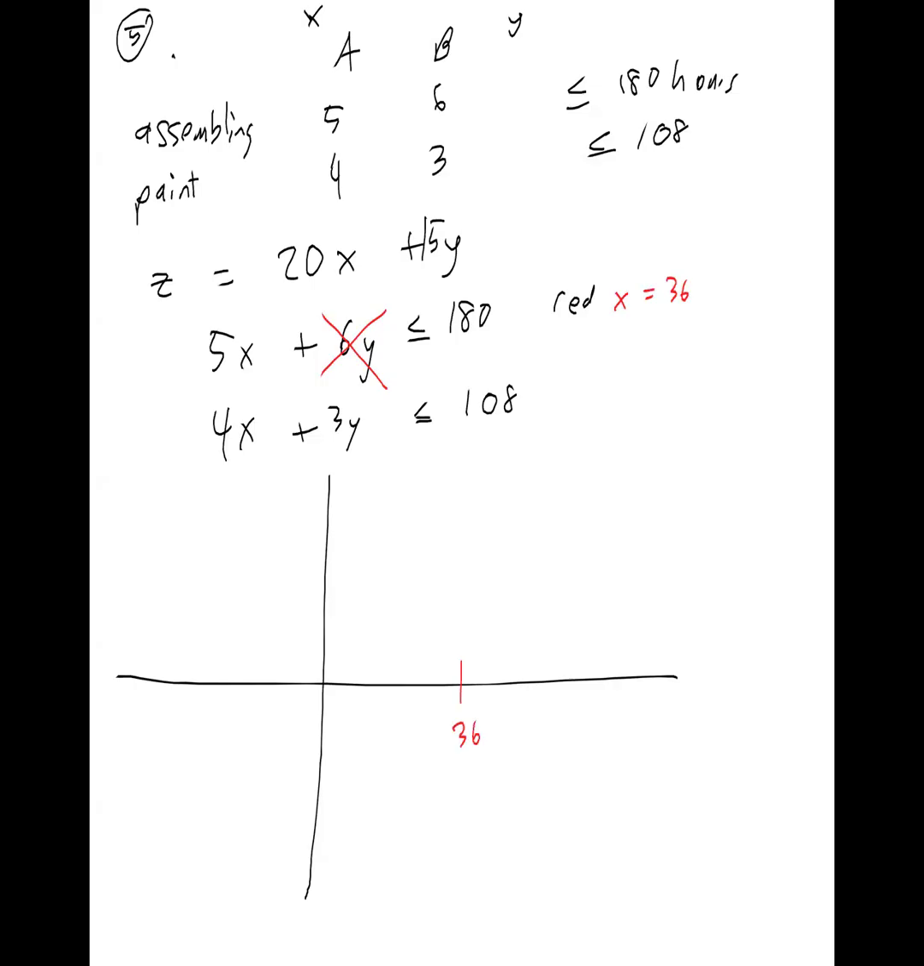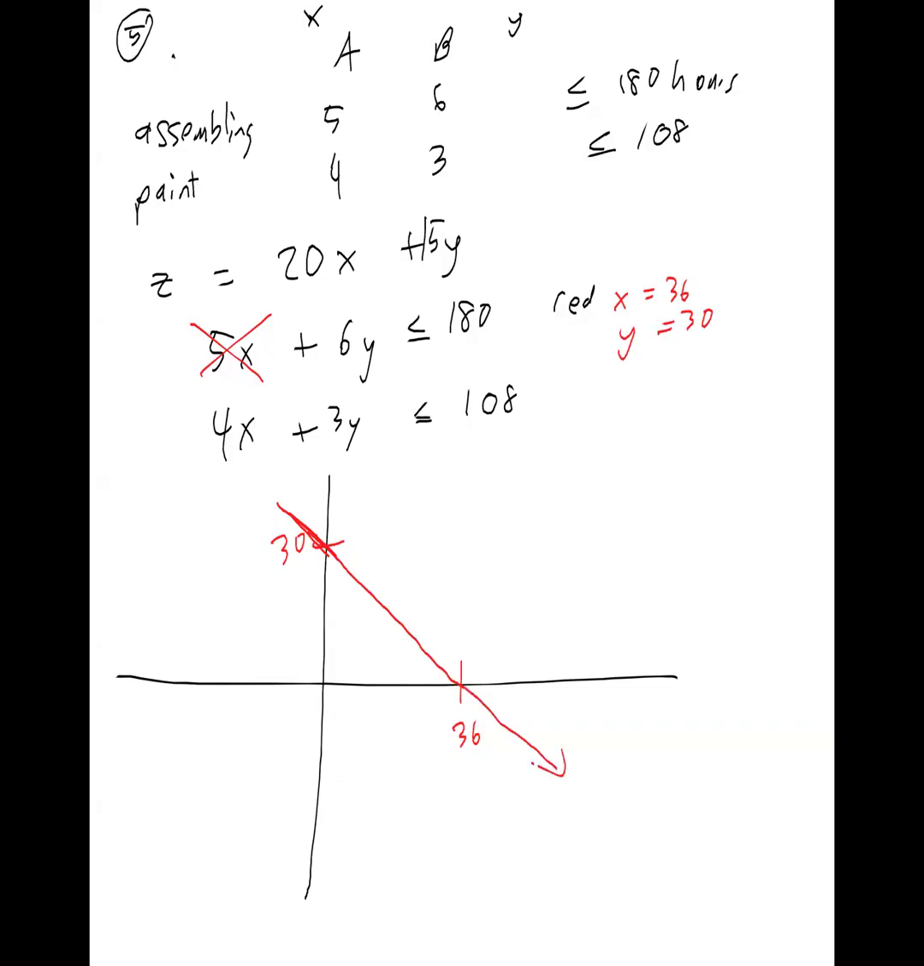Boom. And then now I'm going to erase that x. And now this time I'm going to let x equal 0. So if I let x equal 0, that's going to be gone. And then 6 times what equals 180? If you do 180 divided by 6, then you'll get 30. So y equals 30. So that line in red looks like it goes to 30 on the y-axis and 36 on the x-axis.